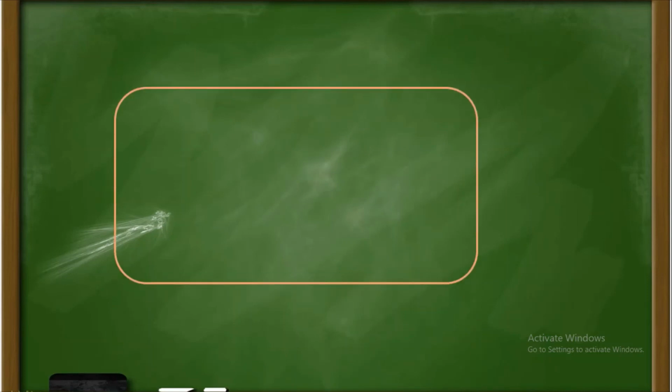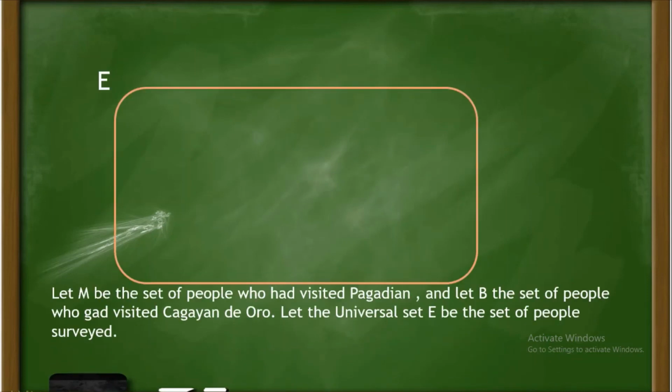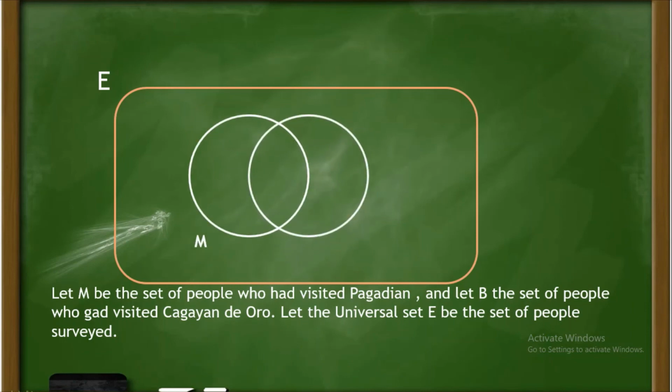diagram. We have here our universal set E. For this example, we use letter M to represent the set of people who had visited Pagadian. We have letter M. And we use also letter B to represent the set of people who had visited Cagayan de Oro. Okay?